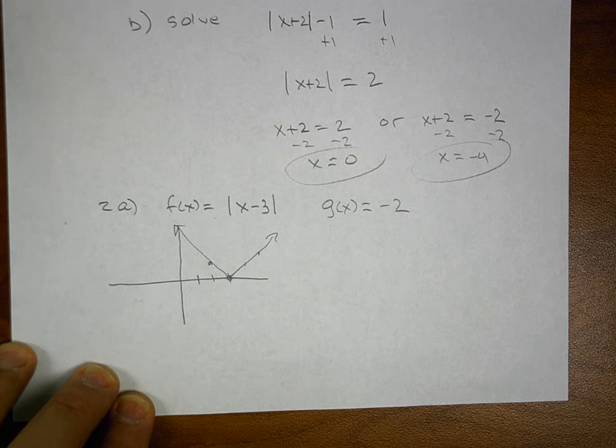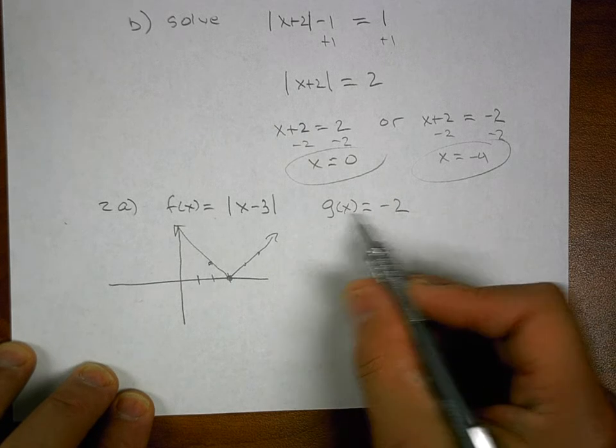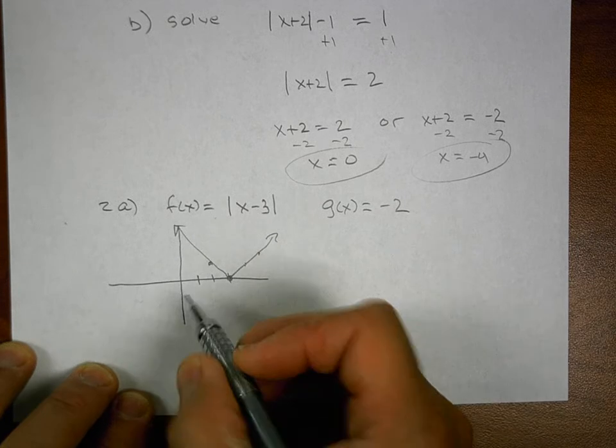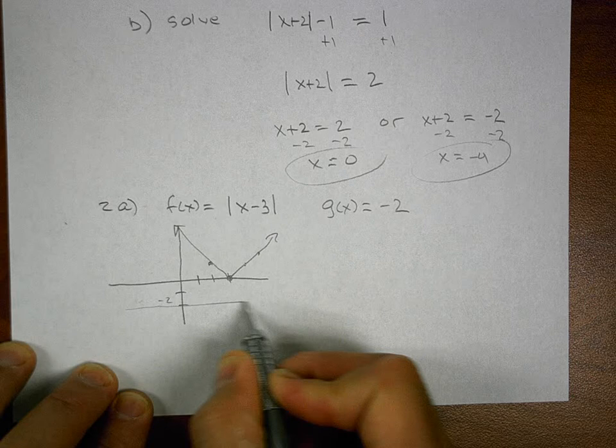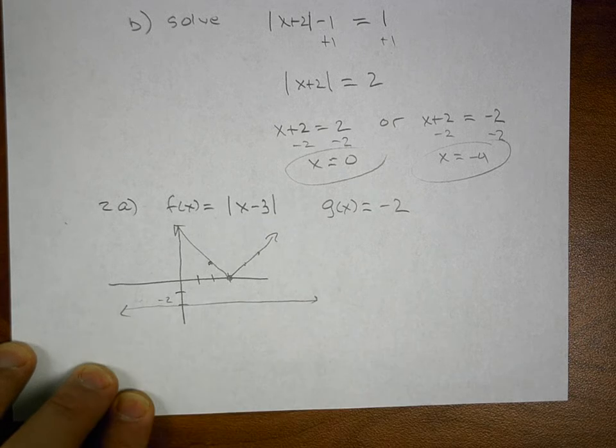And then y equals -2. Y equals -2. Well, that's a horizontal line down there. So -2. There it is. Do they share any points? They don't. They don't intersect.